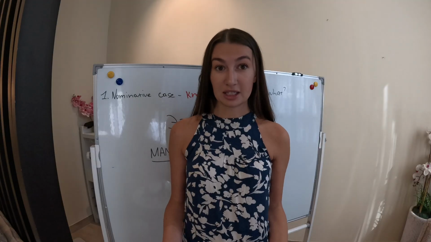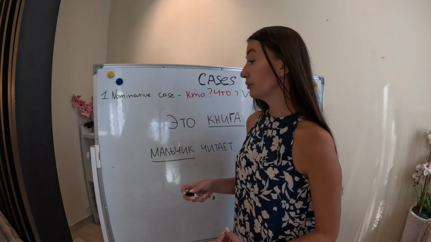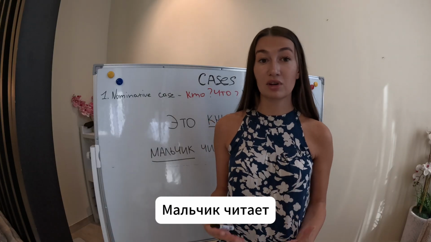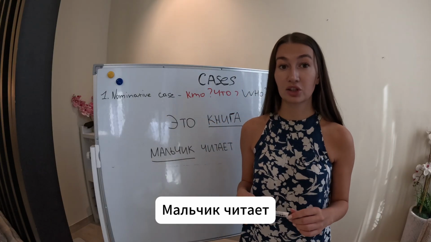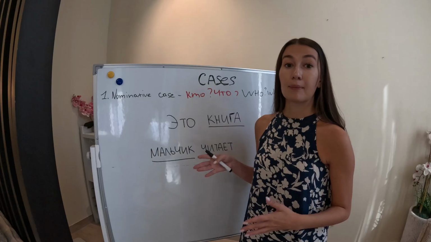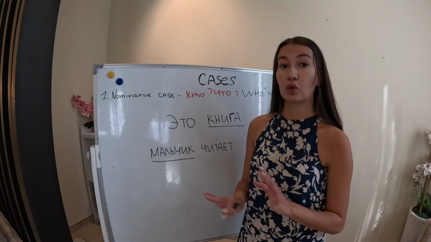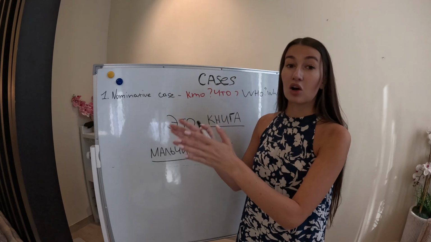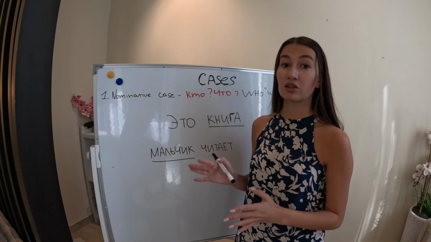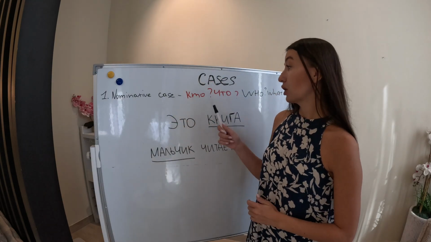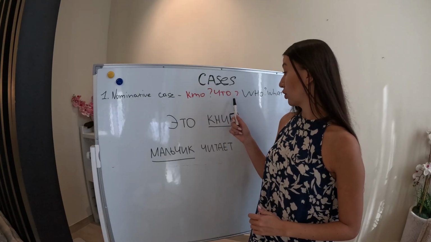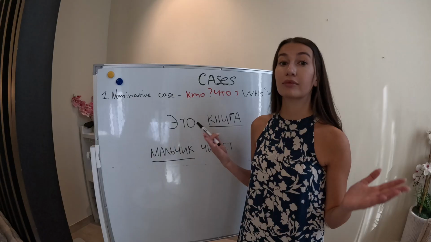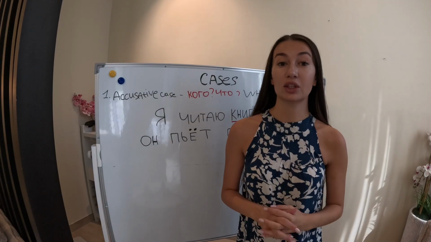the objects. Nominative case. Another example, мальчик читает. The boy is reading. Who is performing the action here? Мальчик. Мальчик is nominative case, no changes here because this is how it is. Nominative case is the simple form of the word, the dictionary form of the word. And again, our questions are кто, что. Who is reading? Кто читает? Мальчик. Nominative.